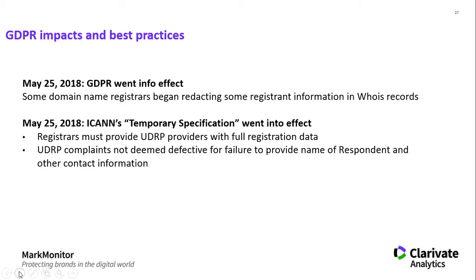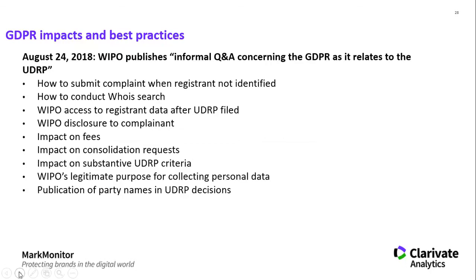But still, the temporary specification is really of limited use for trademark owners, because knowing who a domain name registrant is before filing, or in some cases even deciding whether to file, a UDRP complaint is very important. And so as a result of the GDPR and the temporary specification, as the next slide shows, WIPO has published its own Q&A on how these impact UDRP proceedings. As you can see, the list covers quite a few topics. I just want to touch on a handful of them.